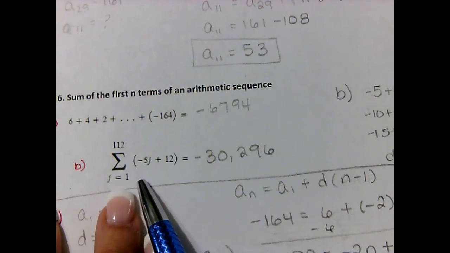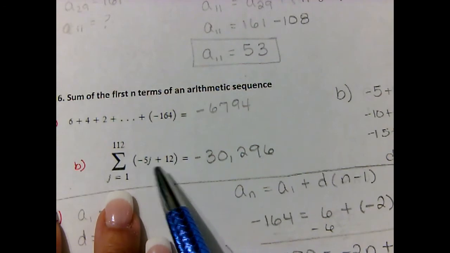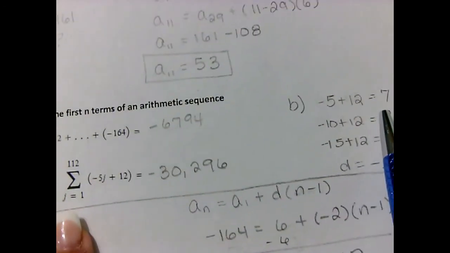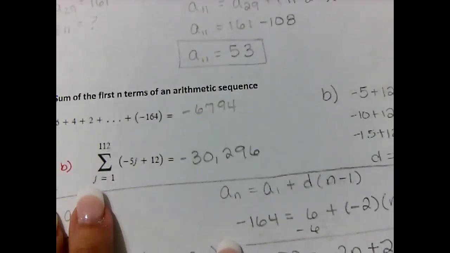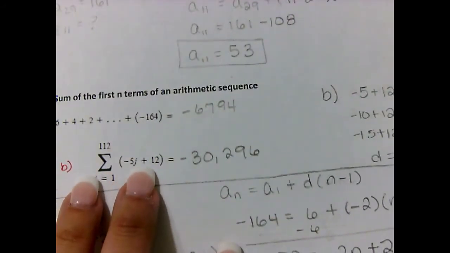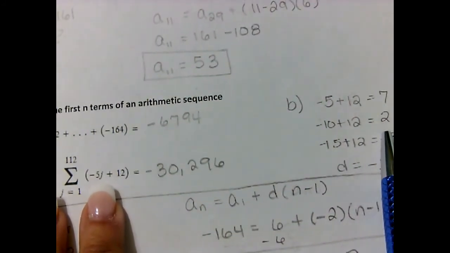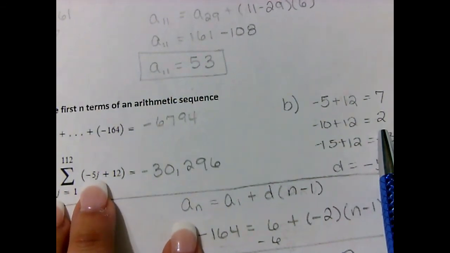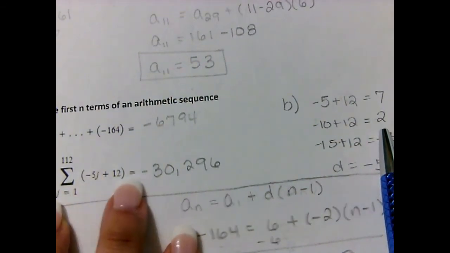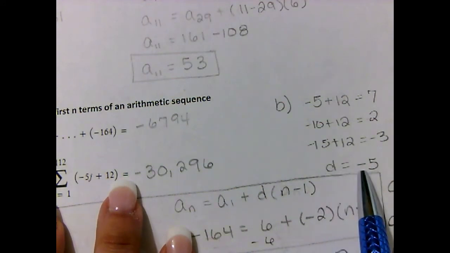Okay. For part B, all we're going to have to do is go ahead and find what our first few terms are. I plugged in a 1 for j, so I get negative 5 plus 12. That's equal to a 7. I put that information right up here. Okay. If j is equal to 2, I get negative 10 plus 12. That's going to get me a 2. And then I went ahead and did it one more time, and I plugged in a 3 here. Negative 15 plus 12. That gets me a negative 3.